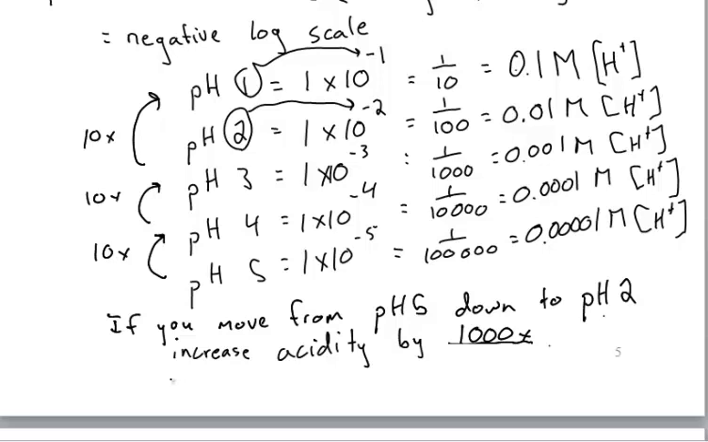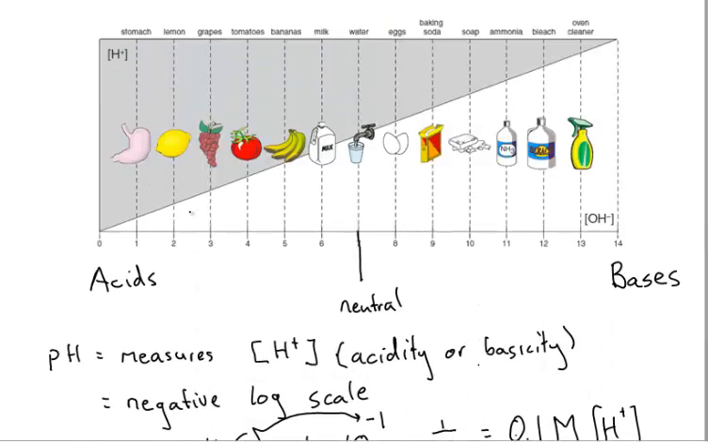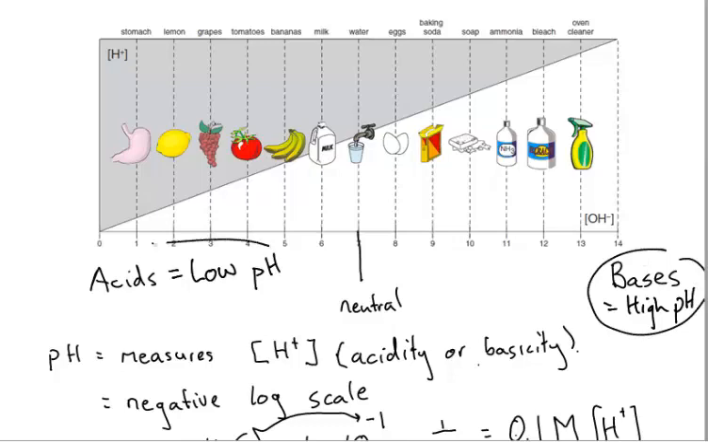Or you could also say you decrease basicity, you're becoming less basic, again, by 1,000 times. That's how the pH scale works. At the end of the day, the most important thing for you to remember, acids equal low pH. Bases equal high pH. You absolutely must be able to keep those two intact in your brain.